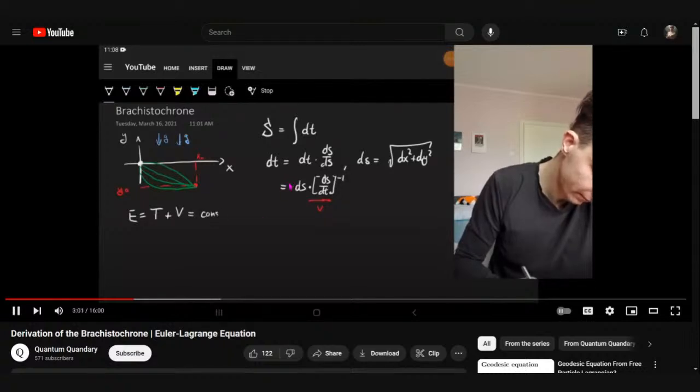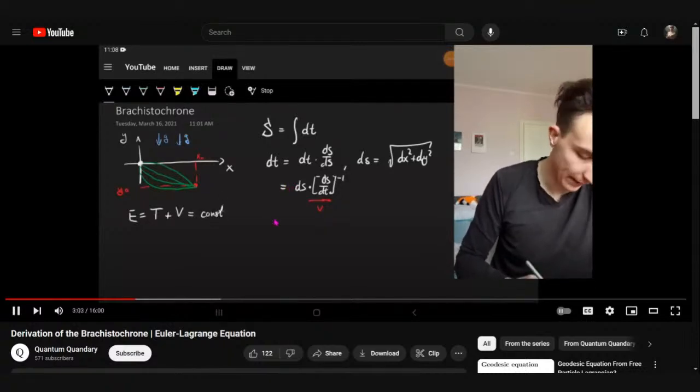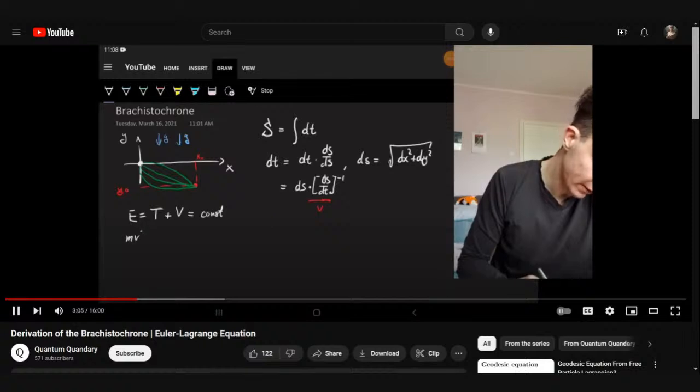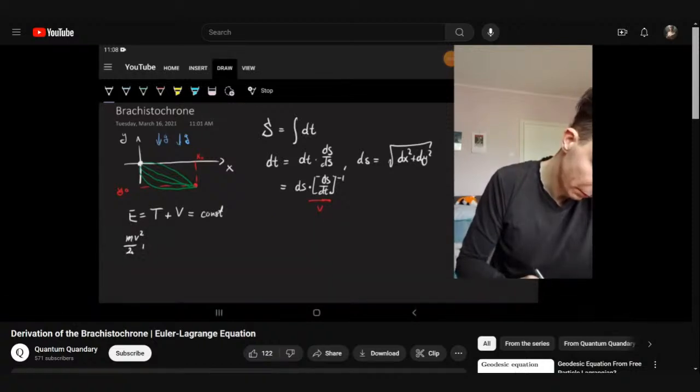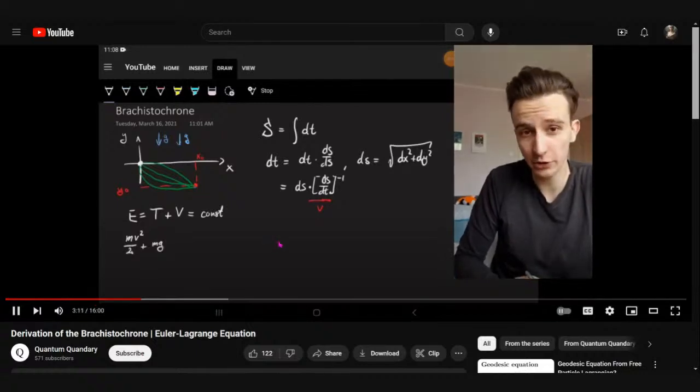Is constant. And that means that mv squared over 2 plus mg. And then notice that mg is weaker. Okay, but this has nothing to do with the Euler-Lagrange. The Lagrange uses T minus V. The Hamiltonian is T plus V. So I don't know why he's doing this.